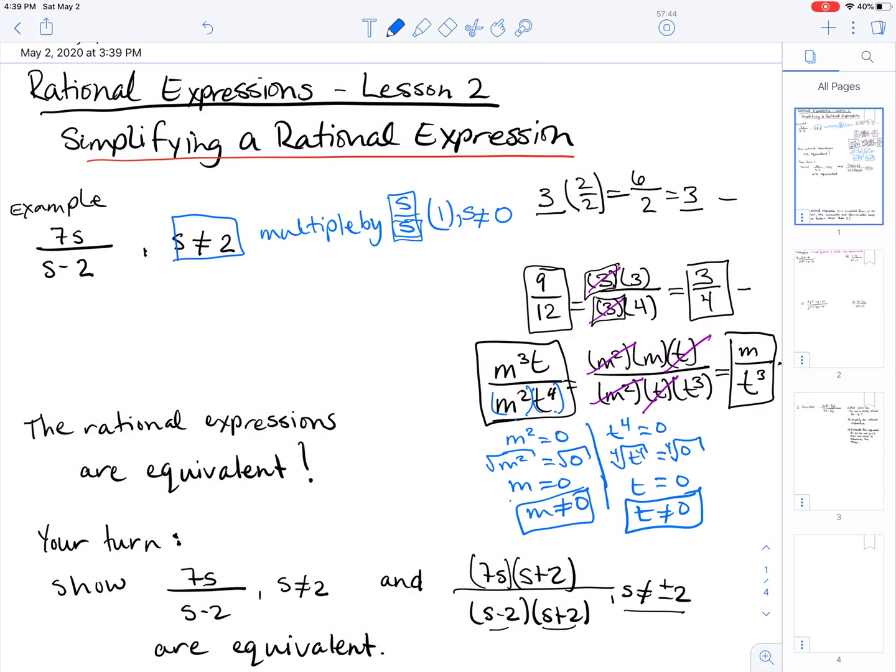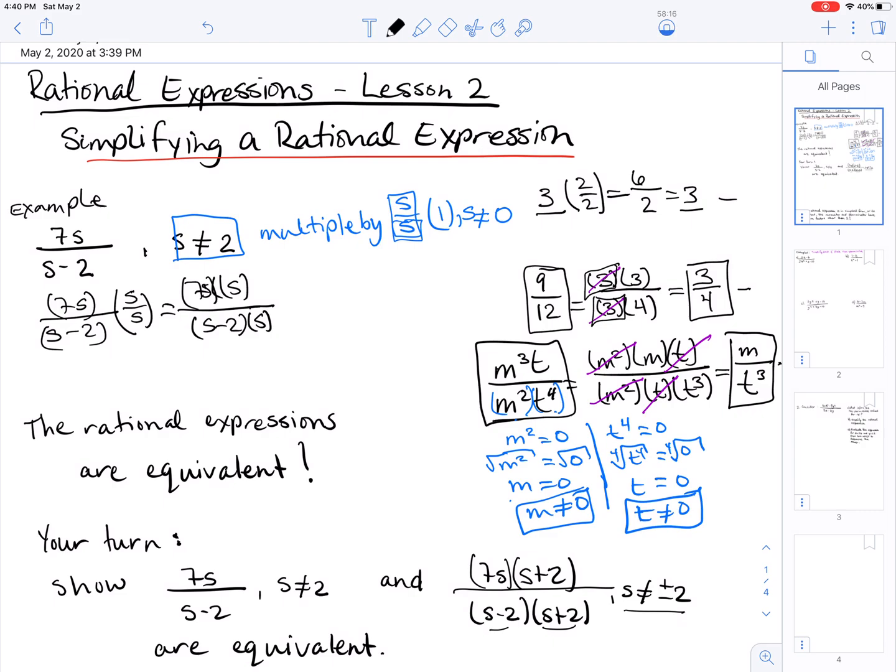You're saying, well, but 0 over 0 is 1, so where are you going with this, Miss Carla? Well, I'll show you. So let's take 7s over s minus 2, and I'm going to multiply by s over s. So that's 7s times s divided by s minus 2 times s.